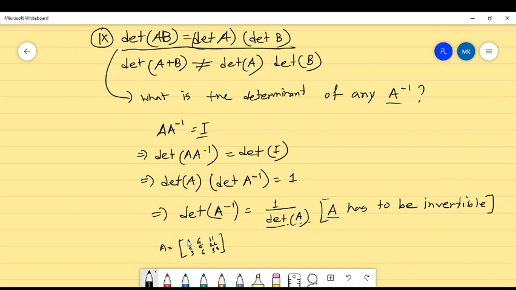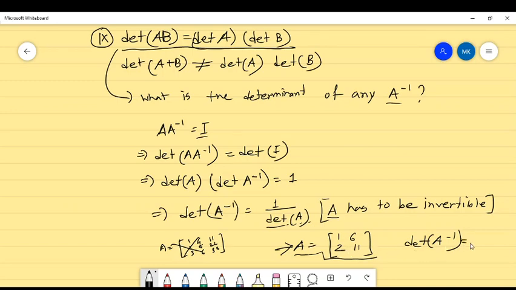No, this is a bad example. Alright, so if you have a matrix, let's say 1 2 and 6 11, a 2 by 2 example. If I give you this matrix and tell you to find the determinant of the inverse of this matrix, it is very easy. You find the determinant of this matrix, which in this case is 11 minus 12, which is minus 1.